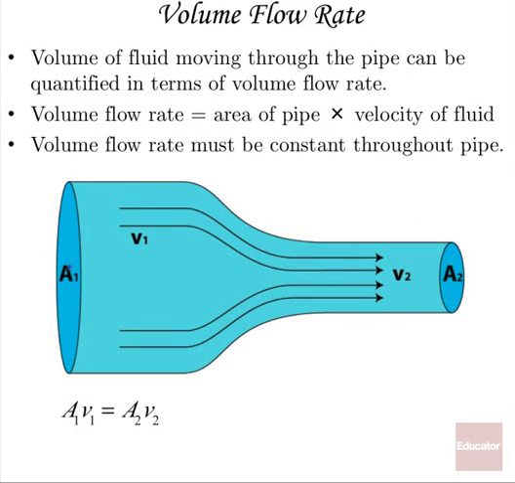So, volume flow rate. The volume of fluid moving through the pipe can be quantified in terms of volume flow rate. The volume flow rate is the area of the pipe times the velocity of the fluid. And it must be constant throughout the pipe. So over here on the left-hand side, if we're looking at a pipe with a changing diameter, we have area 1 where the fluid has velocity 1. Over here on the right-hand side, we have area 2 and velocity 2. A1V1, the volume flow rate on the left-hand side, must be equal to A2V2, the volume flow rate on the right-hand side. What that means practically is that you must have a higher velocity or a faster flow over here and a slower flow over here.